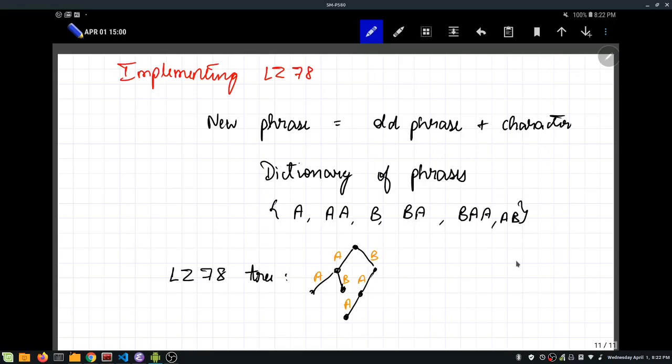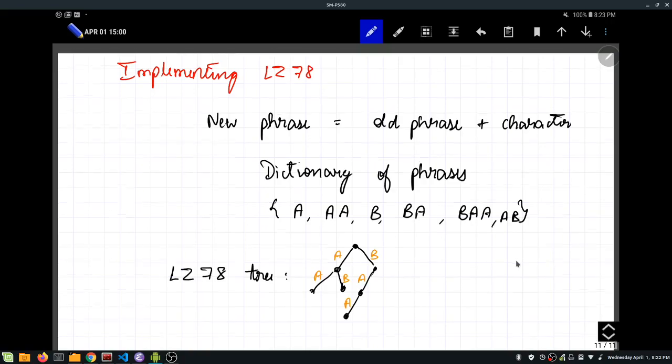I'd like to remark that implementing LZ78 is much easier. So LZ78 is much more practical for implementation than LZ77, because the algorithm is much simpler to describe, and it also has this very nice interpretation in terms of trees and searching on trees.